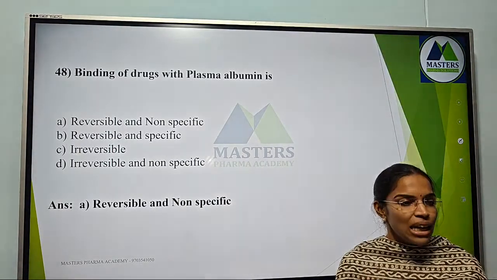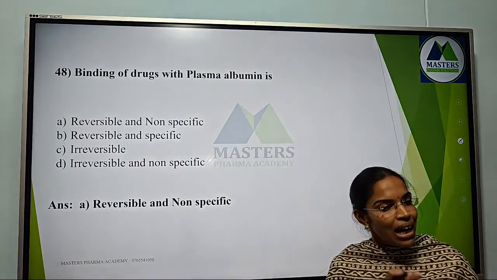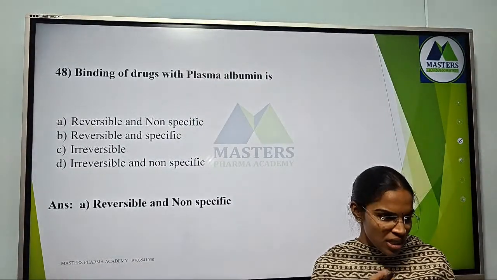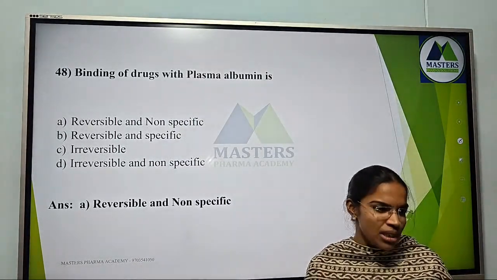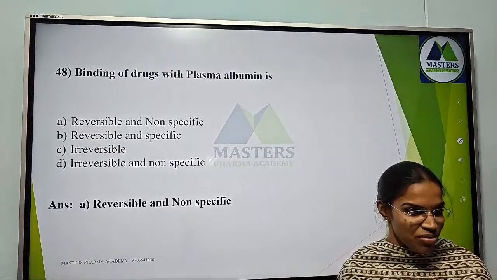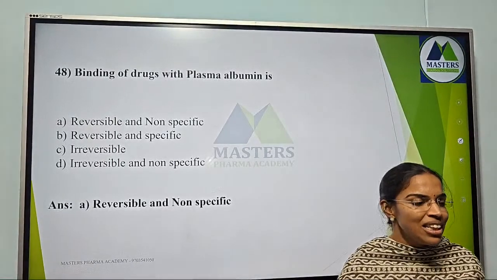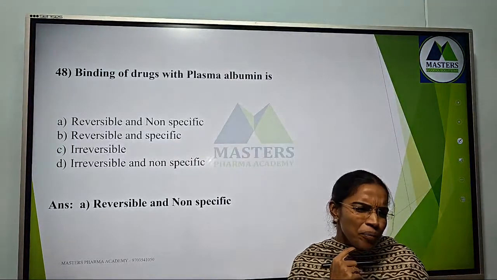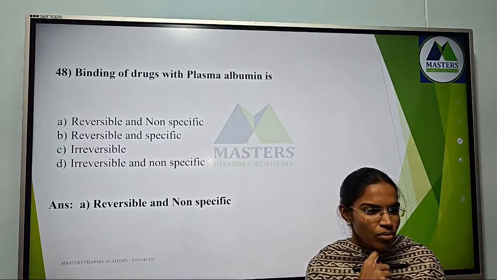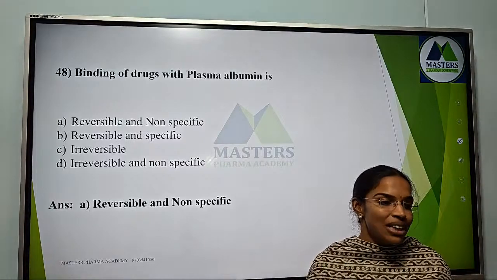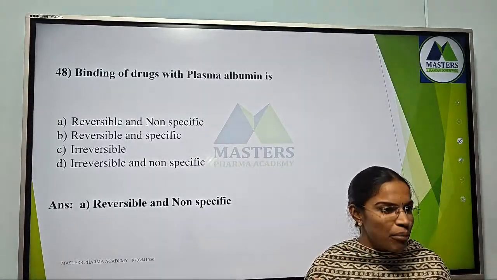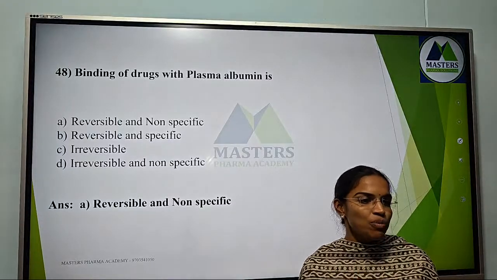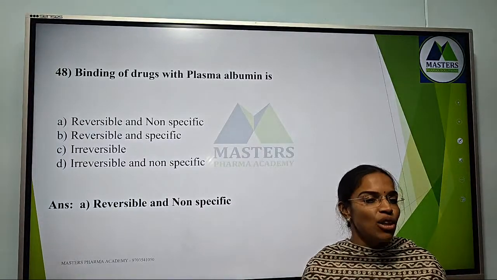Plasma albumin is the largest protein which binds many drugs that enter the systemic circulation. So it can't be specific because it is abundantly present. What does non-specific indicate here? It may be an acidic drug, a basic drug, an amphoteric drug, any kind of drug. Here non-specificity means it binds any kind of drug.